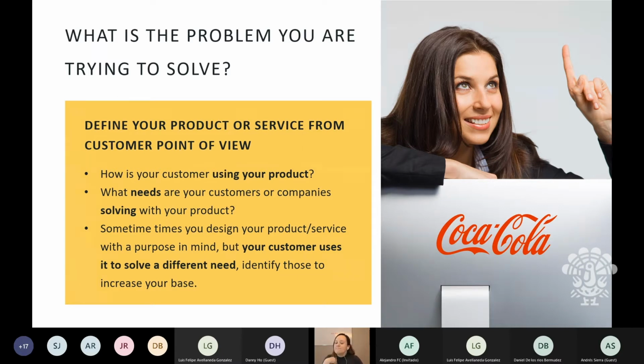Sorry to interrupt. Somebody is saying they cannot see the slides. I just want to confirm if everybody else is seeing the slides on the presentation. Yes, we can see them. Okay, thank you.